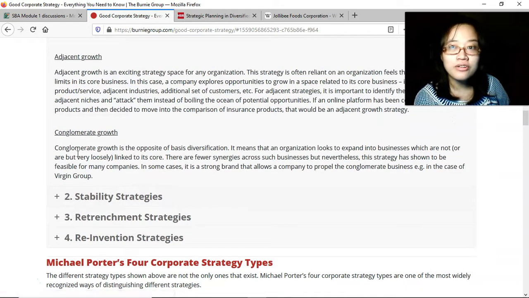Okay, and now we have conglomerate growth. Conglomerate growth is the opposite of basic diversification. It means that an organization looks to expand into businesses which are not, or are but very loosely linked to its core. There are fewer synergies across such businesses, but nevertheless, this strategy has been shown to be feasible for many companies. An example of this is a group of companies. The good thing about conglomerate growth is that the businesses under the conglomerate are spread across various industries.